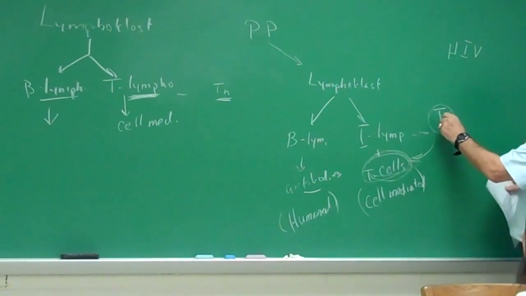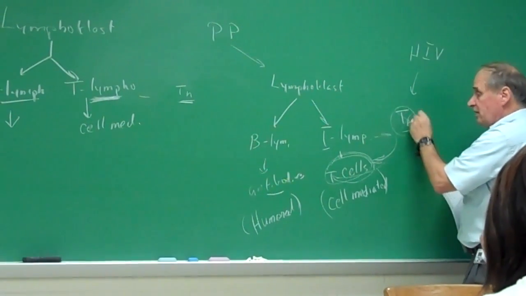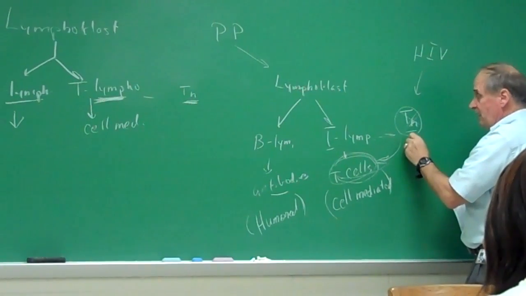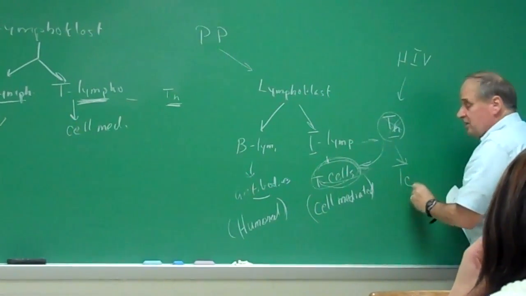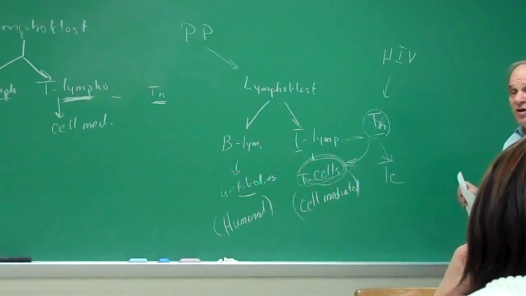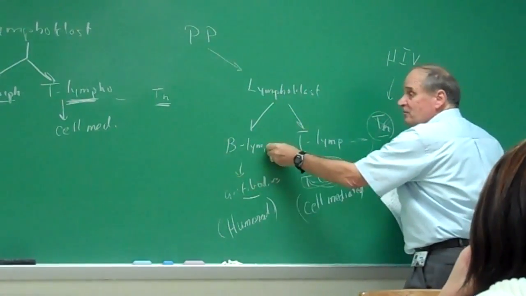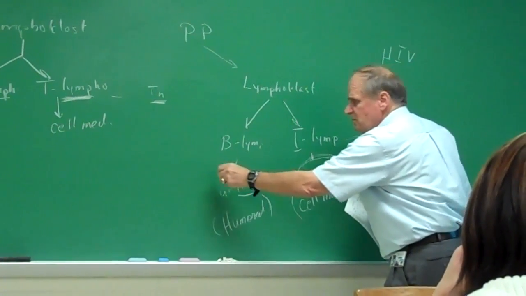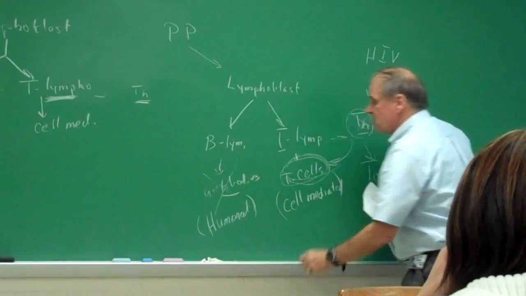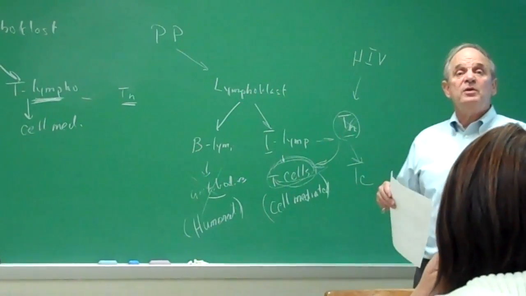So the HIV targets the TH cell. When this is targeted, the system shuts down. The killers can't be produced, the TC cytotoxic cells. And when this cell is shut down, the B lymphocytes are not activated to produce antibodies. So the whole immune system craters. The HIV craters the whole immune system.